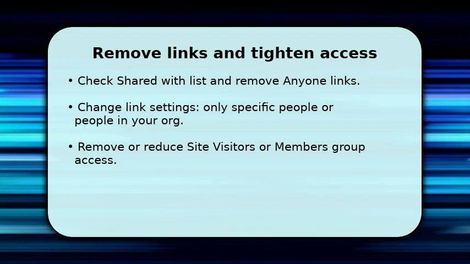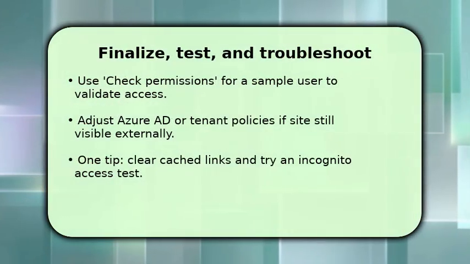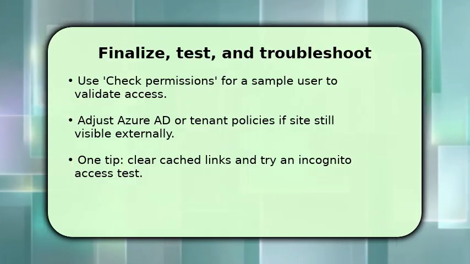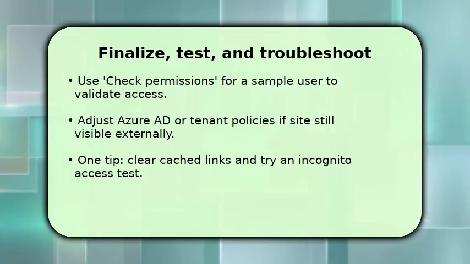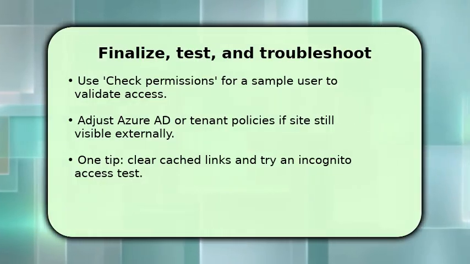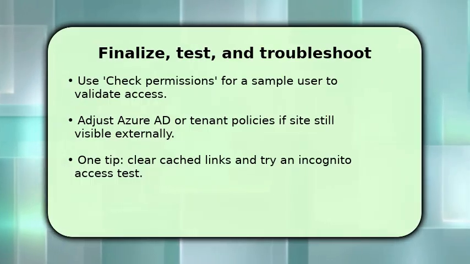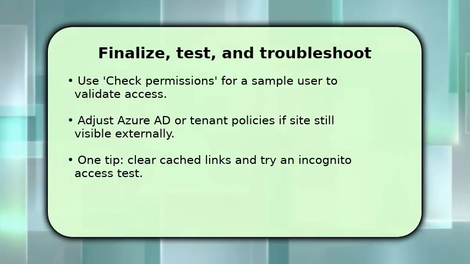You finish by validating. Use Check Permissions for a sample external or guest account to confirm they cannot open content, because verifying beats assuming. If the site remains accessible, inspect tenant-level sharing policies in the Microsoft 365 admin or Azure AD that may override site settings.